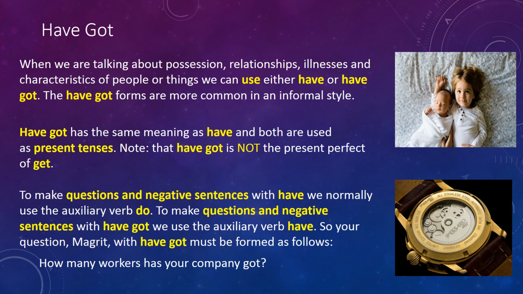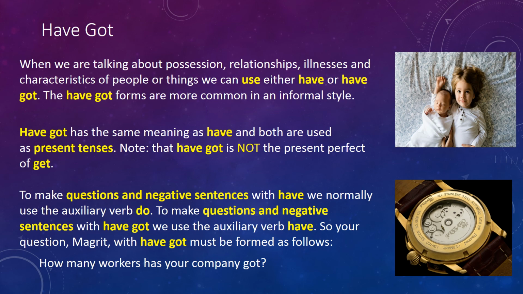Have got. When we are talking about possession, relationships, illness, and characteristics of people or things, we can use either have or have got. The have got forms are more common in an informal style. Have got has the same meaning as have, and both are used as present tenses. Note that have got is not the present perfect of get.